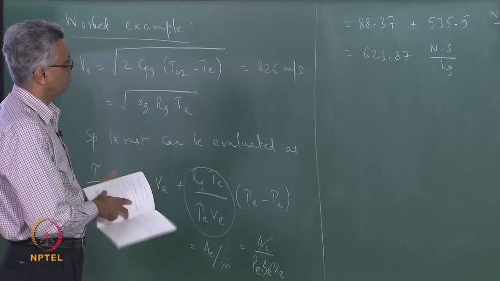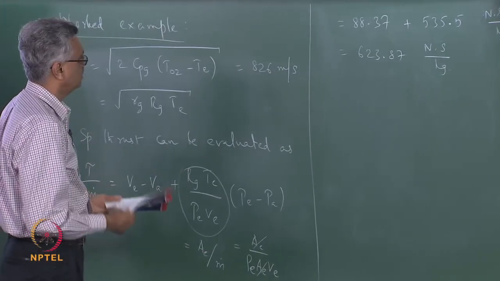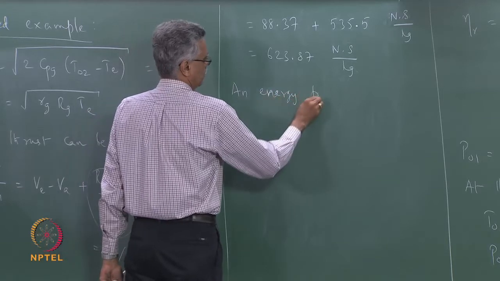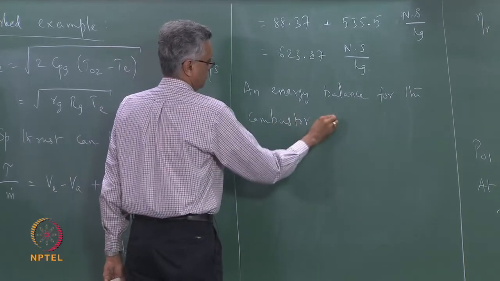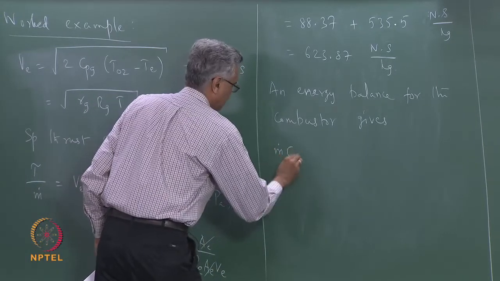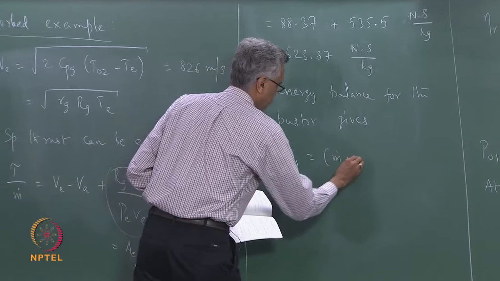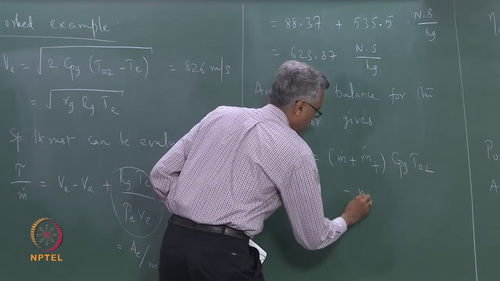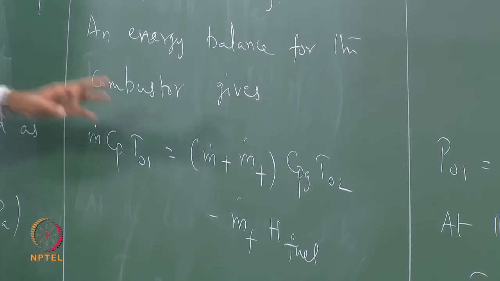Now before we do that, we are also asked to calculate the thrust specific fuel consumption. We can do that by calculating the fuel flow rate. An energy balance for the combustor, assuming steady state operation, gives m dot Cp times T01 is equal to (m dot plus m_f dot) times Cp_g times T02 minus m_f dot times h. Here we are applying the steady flow energy equation to the combustor and coming up with this equation.